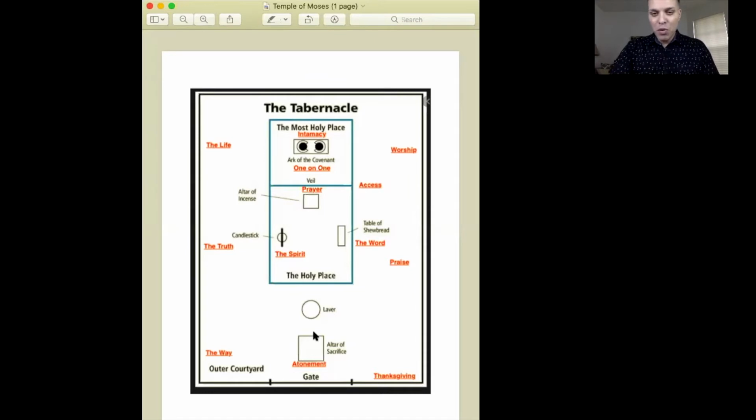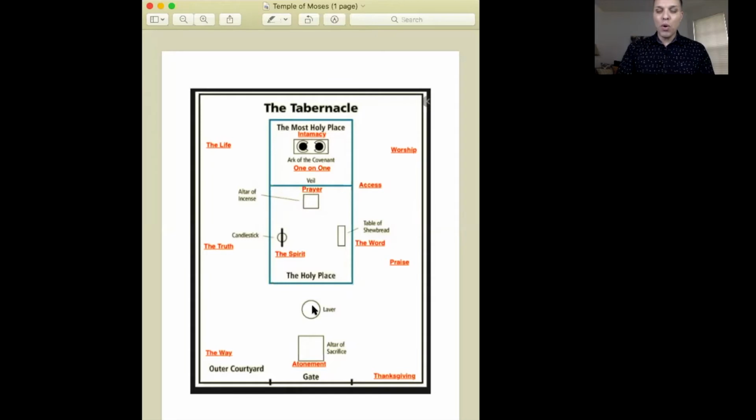Okay? You move a little deeper in, and then you come to the laver. Now, this would have been a little pool of water where the priests would wash their hands and sometimes wash their feet after they had presented the offerings. It also symbolizes baptism, cleansing of the priest before they would enter into the holy place.